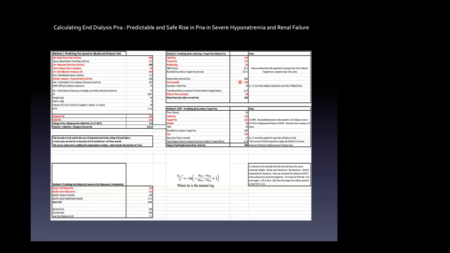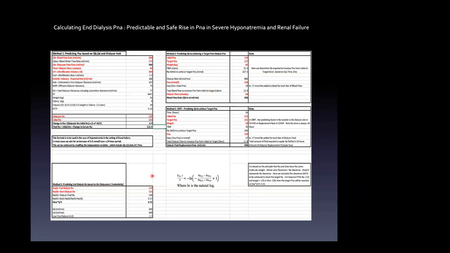The dialysis sodium is the minimum sodium of our dialysis machine, which is 129, so I don't change that. But what this formula tells me is that at a blood flow rate of 200 ml per minute, if you dialyze this patient for 60 minutes, the plasma sodium will increase from 110 to 117. And that is a safe value of plasma sodium for me. So I used to use this formula.